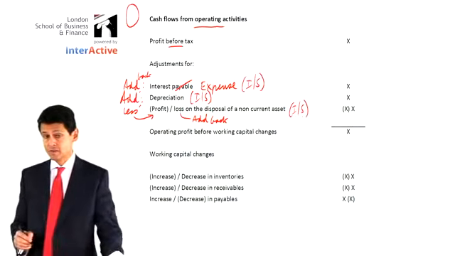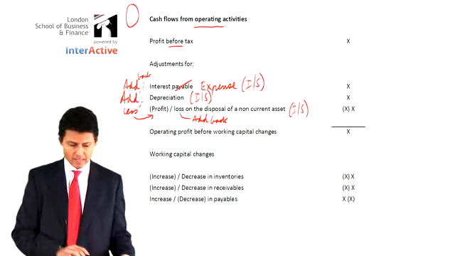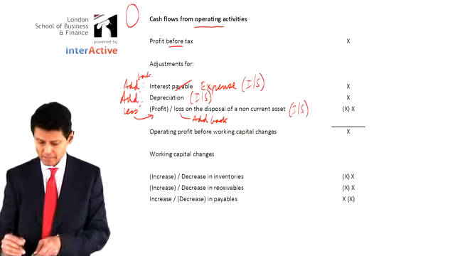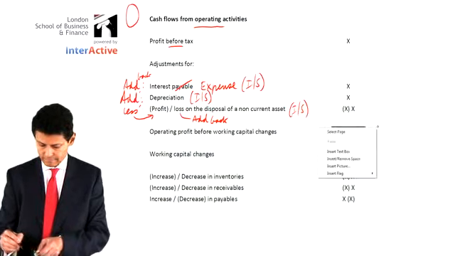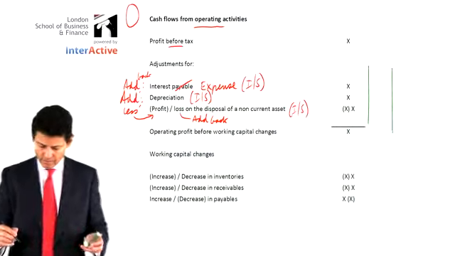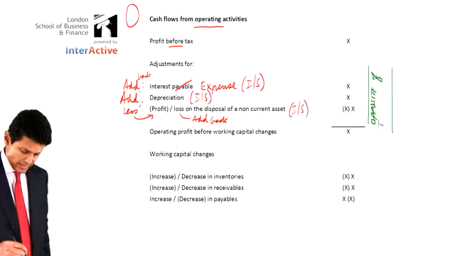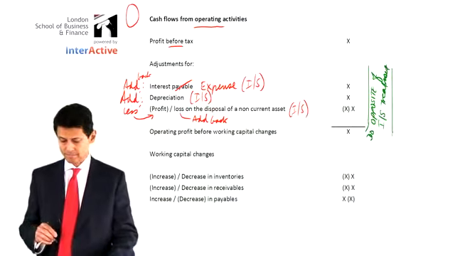So what you're doing basically is reversing what was done in the income statement. So here's a very, very important point indeed. We have to do the opposite of what was done in the income statement. So can I just say that here? This should be the opposite of income statement treatment. So I'm saying to you, please do the opposite of the income statement treatment.